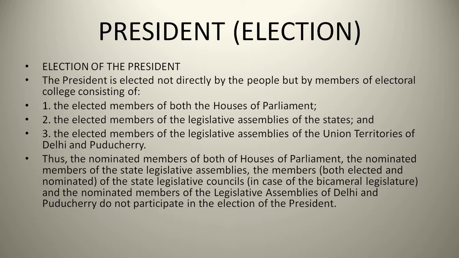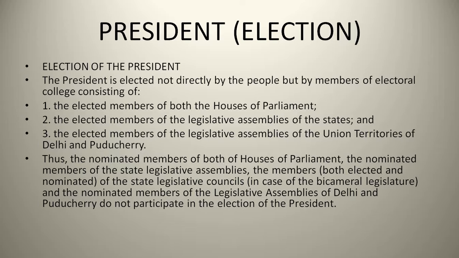Thus, the nominated members of both the Houses of Parliament, the nominated members of the state legislative assemblies, the members, both elected and nominated, of state legislative councils in case of bicameral legislature, and the nominated members of the legislative assembly of Delhi and Puducherry do not participate in the election of the President.